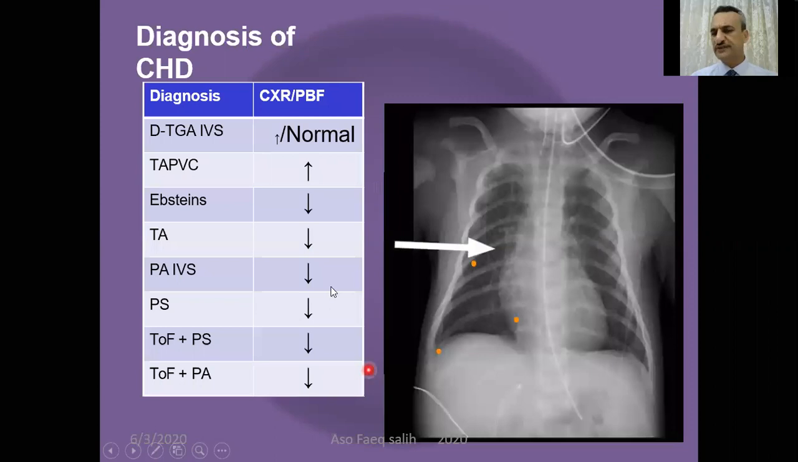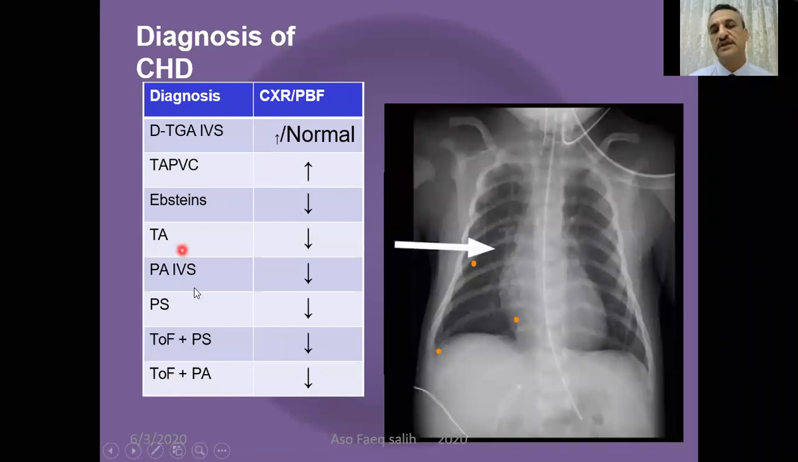If you go into more detail with the lung on the X-ray, you should look at the chest field or lung field. If the lung is clear like this, it's very clear. So most probably you have low flow. So all these causes are low flow.